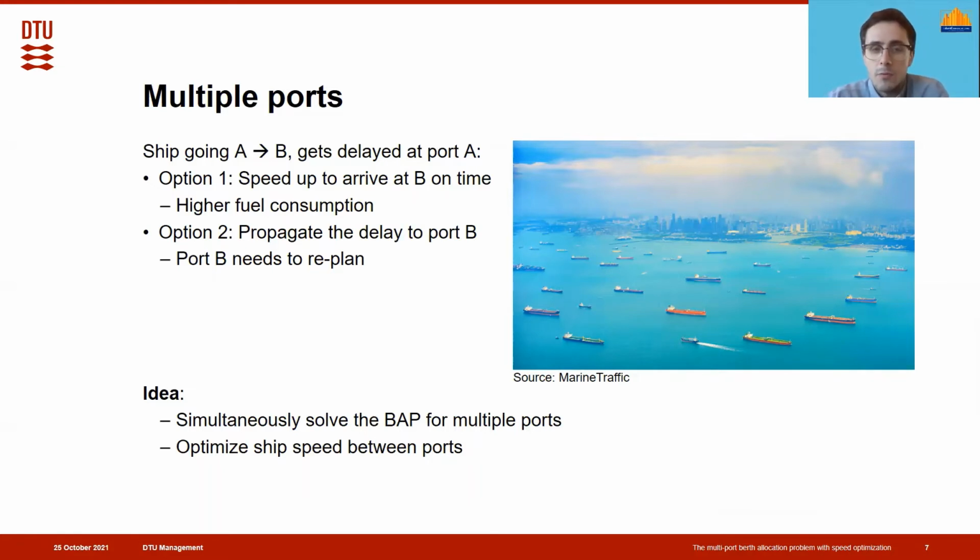One option is to speed up to arrive at port B on time. This, of course, means a higher fuel consumption, hence higher costs. Or option B is to propagate the delay to port B and arrive also late to port B. This will force port B to replan their berth allocation, and also the ship may face some penalty for arriving late. So the idea that we propose to solve this is to solve simultaneously the berth allocation problem in multiple ports, while additionally taking into account the sailing time between ports for the ships.